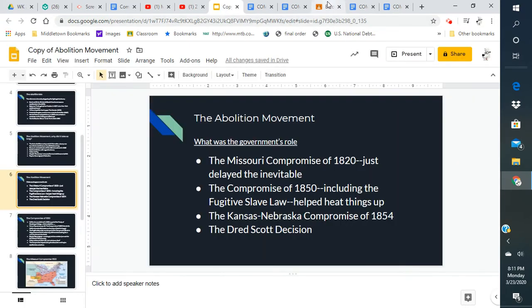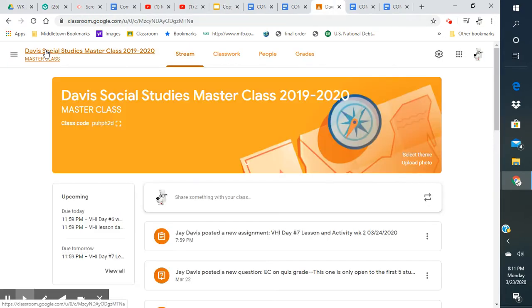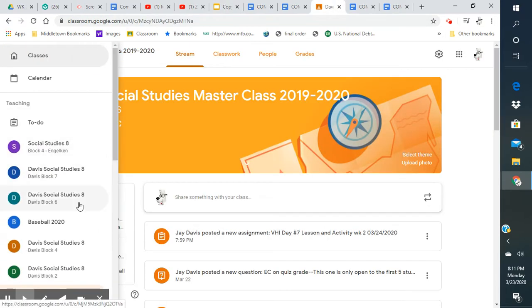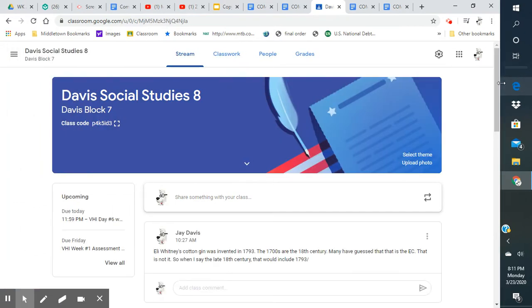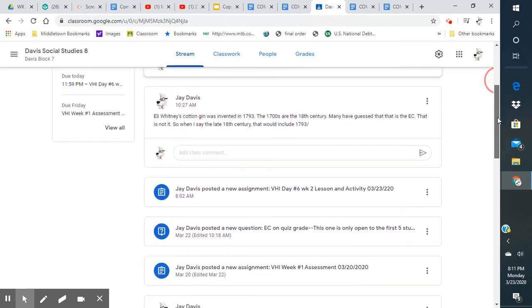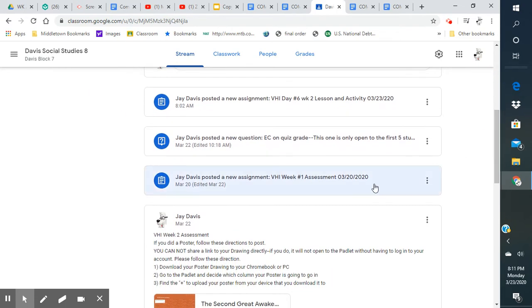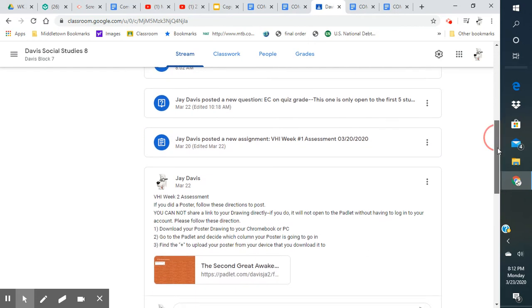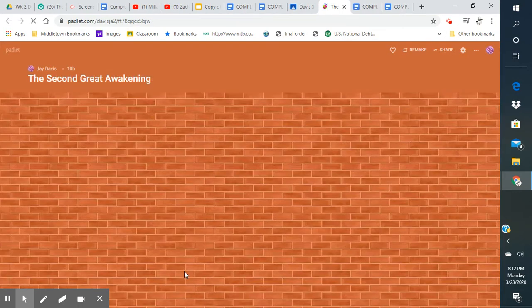Another reminder, go into Google Classroom. I'll go into period 7. Remember, there is a reminder of the assessment that is due Friday. I could tell that many of you have not submitted it yet. So let me just show you what the Padlet looks like if you have chosen to do the poster.